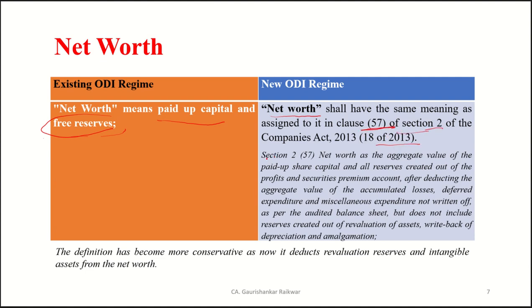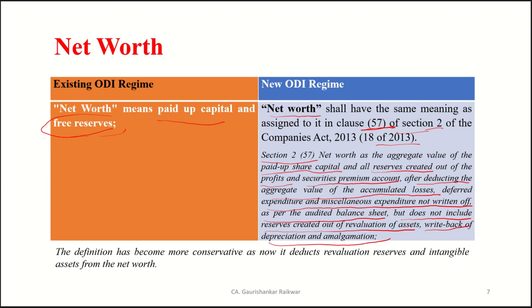So what is the definition under section 2(57)? Net worth is the aggregate value of the paid up share capital and all reserves created out of the profits and security premium account, after deducting the aggregate value of accumulated losses, deferred expenditure and miscellaneous expenditure not written off, as per the last audited balance sheet. Actually, in ODI the word is last audited balance sheet, but this is the definition of the Companies Act. It does not include reserves created out of revaluation of assets, write back of depreciation and amalgamation.